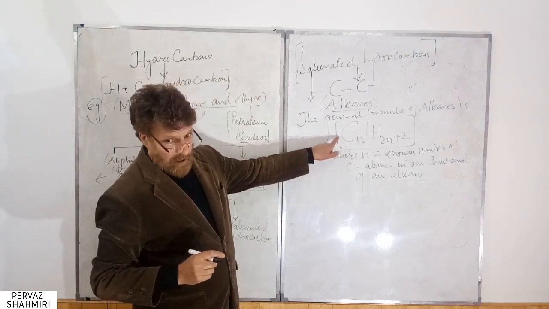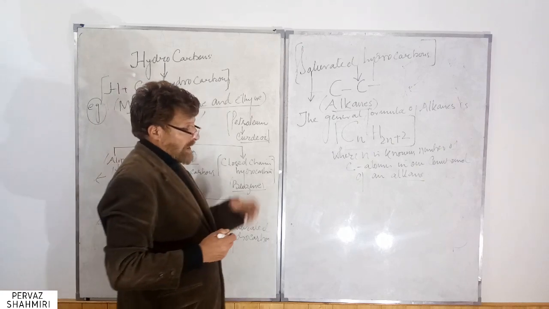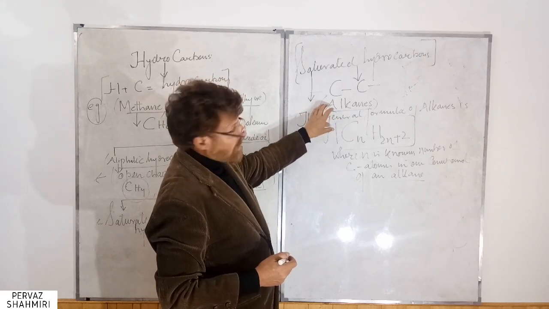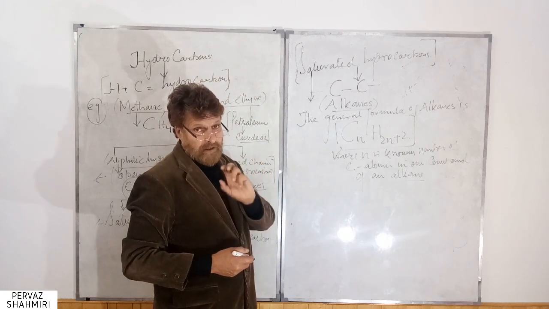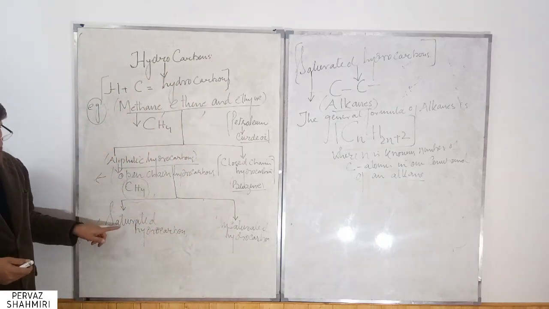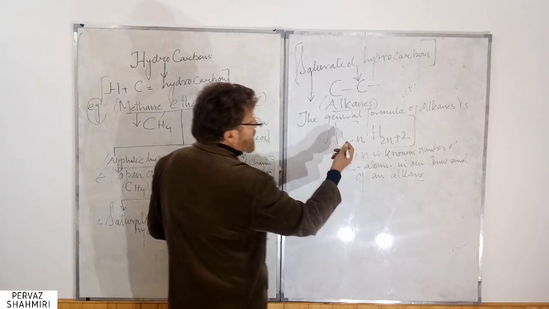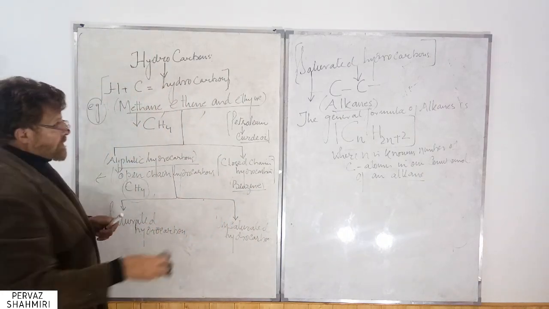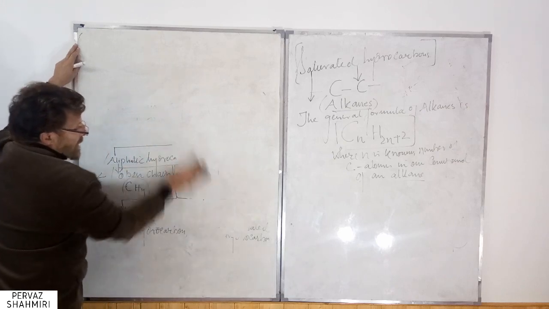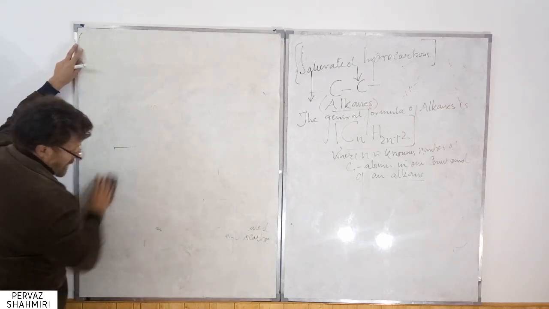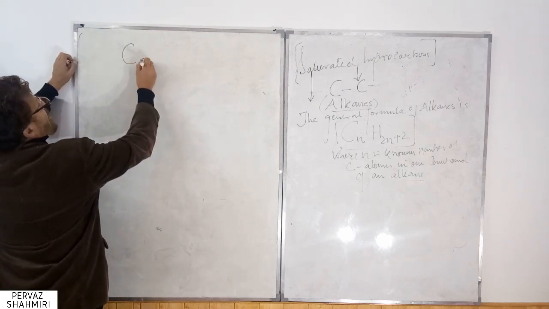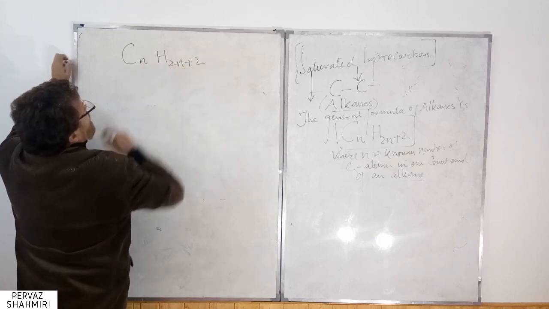With the help of this general formula, we can find a homologous series of different alkanes, and all these alkanes will have single covalent bonds only. You will find neither double nor triple bonds as far as saturated hydrocarbons are concerned. Now see how we can find the different alkanes with the help of this general formula, CnH2n+2. Let me repeat it again: CnH2n+2.